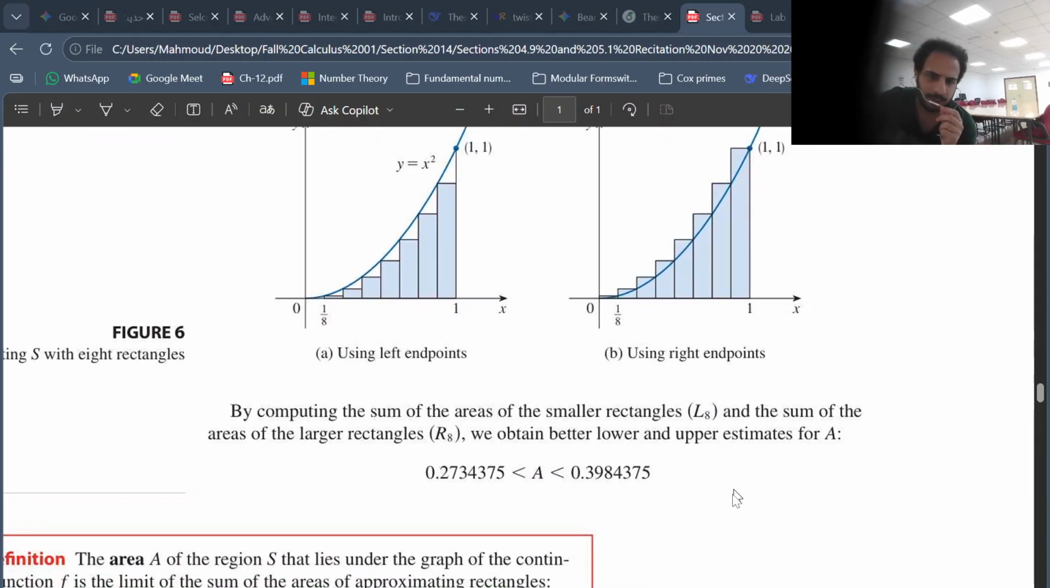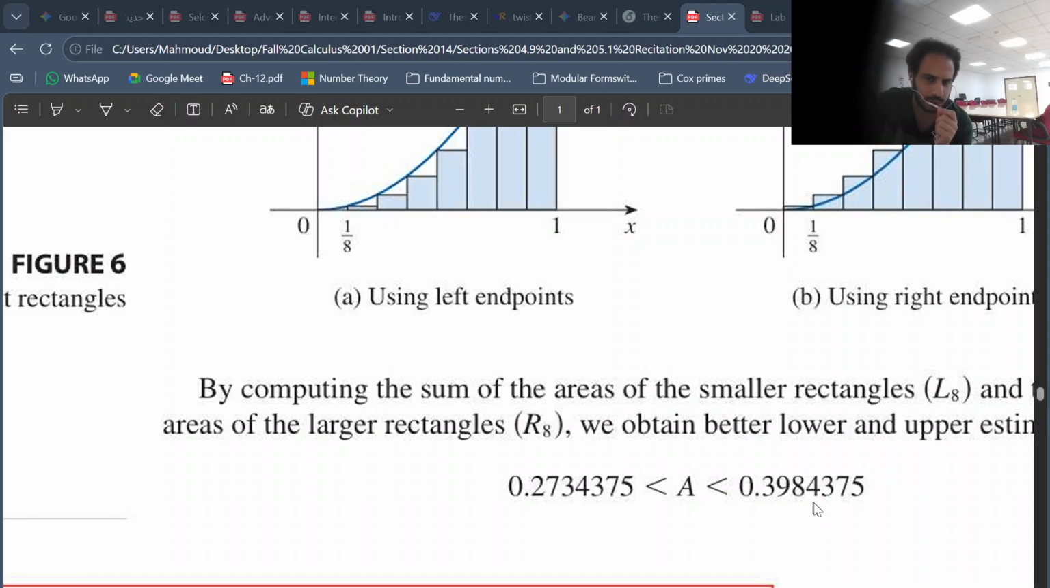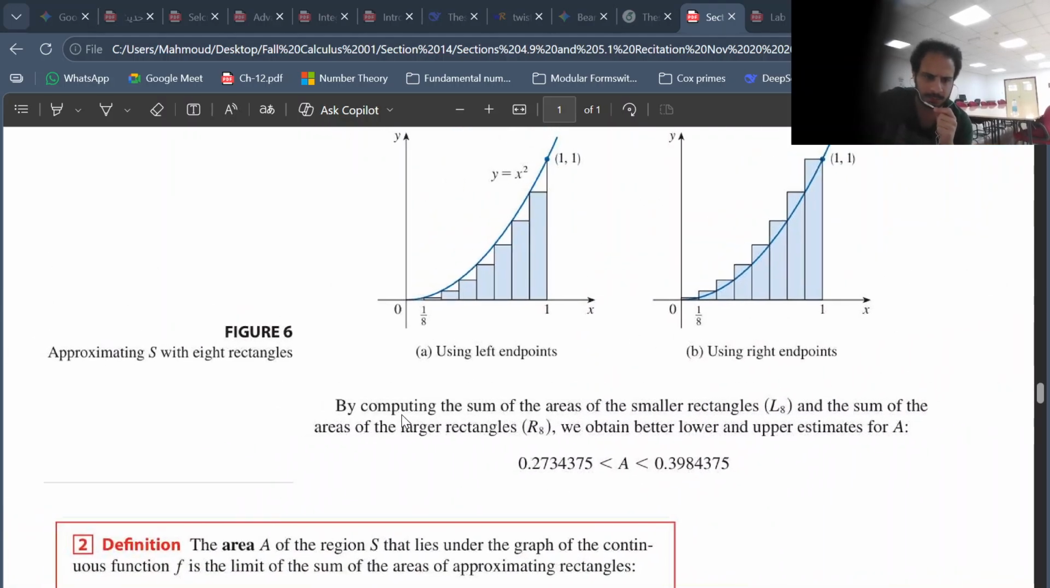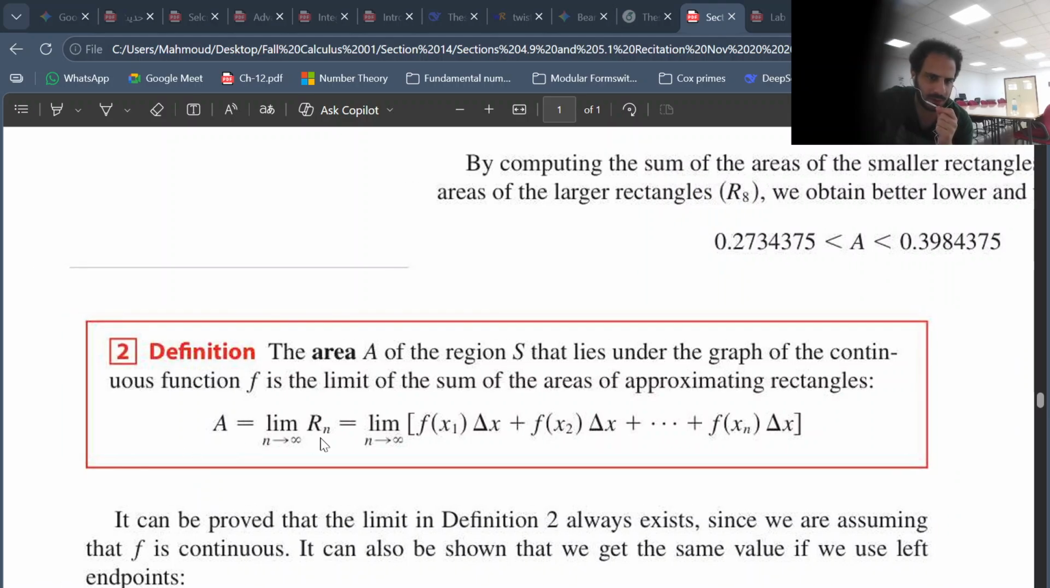Now, see here. The area is A. When you use left endpoints, you get 0.27. When you use right endpoints, you get 3.39. So the area is between these two numbers. Now see the definition. A equals the limit of Rn as n goes to infinity. This is the right endpoint sum. See the formula: the height times the width plus the height times the width until you reach xn. You start at x1, you stop at xn, and you multiply by delta x.